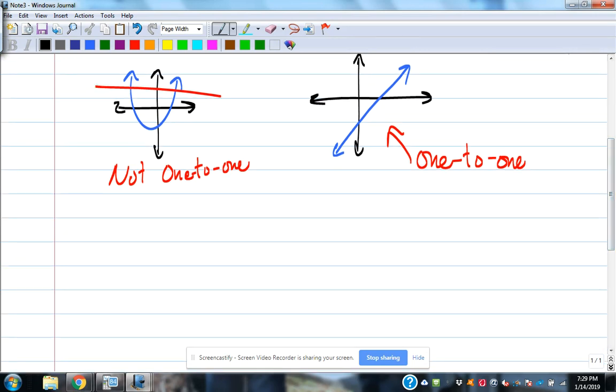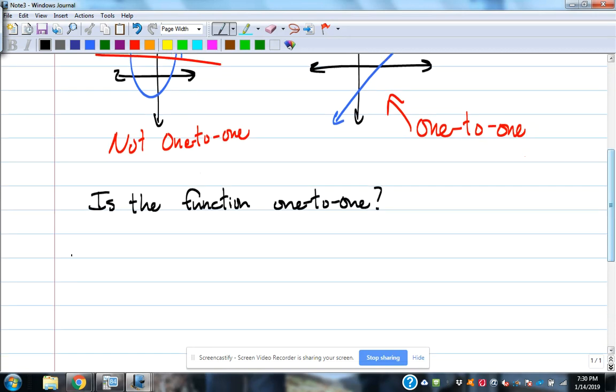Now, so one-to-one functions, we're going to test some functions to see if they're one-to-one. We're going to use the calculator to help us do that because it'll graph things really easily. So we're going to use that to keep us from having to draw a bunch of graphs by hand. Okay, so let's start with something easy. Is the function one-to-one? Basically, it's another way of asking, does it pass the horizontal line test?